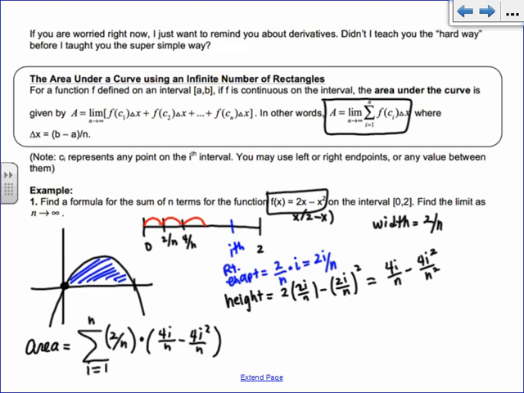Okay, so this is where I want you to pause and try it. Try to multiply it out, try to break apart the sigmas, try to find your final answer. Okay.